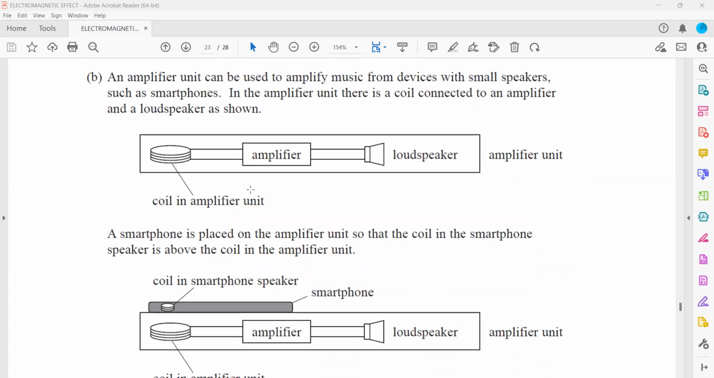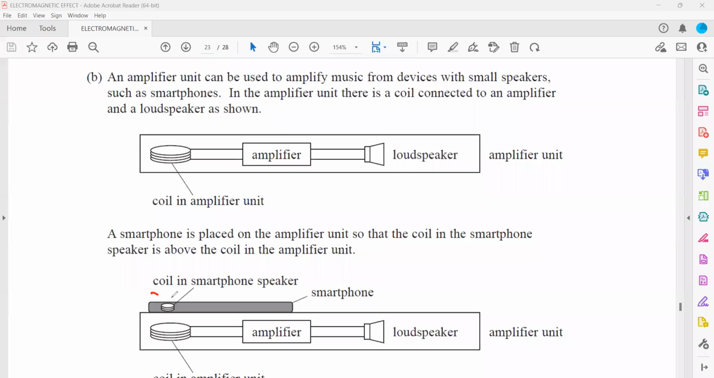So the smartphone is placed on the amplifier unit so that the coil of the smartphone speaker is above the coil of the amplifier. Basically, it's like mutual induction. Mutual induction means a current in one coil produces a magnetic field, and due to the change in magnetic field, an EMF is induced in the secondary. And it's like a step up transformer.